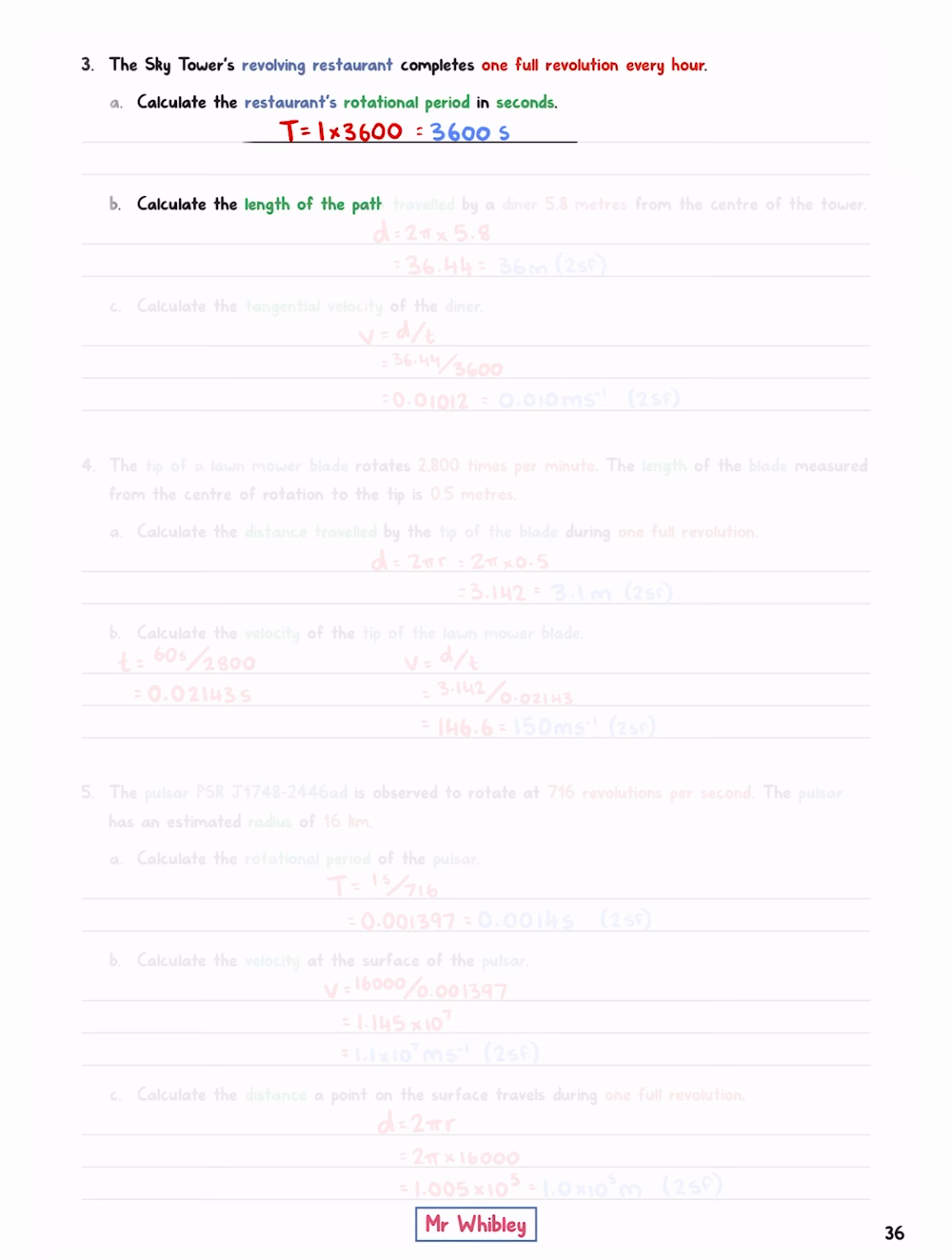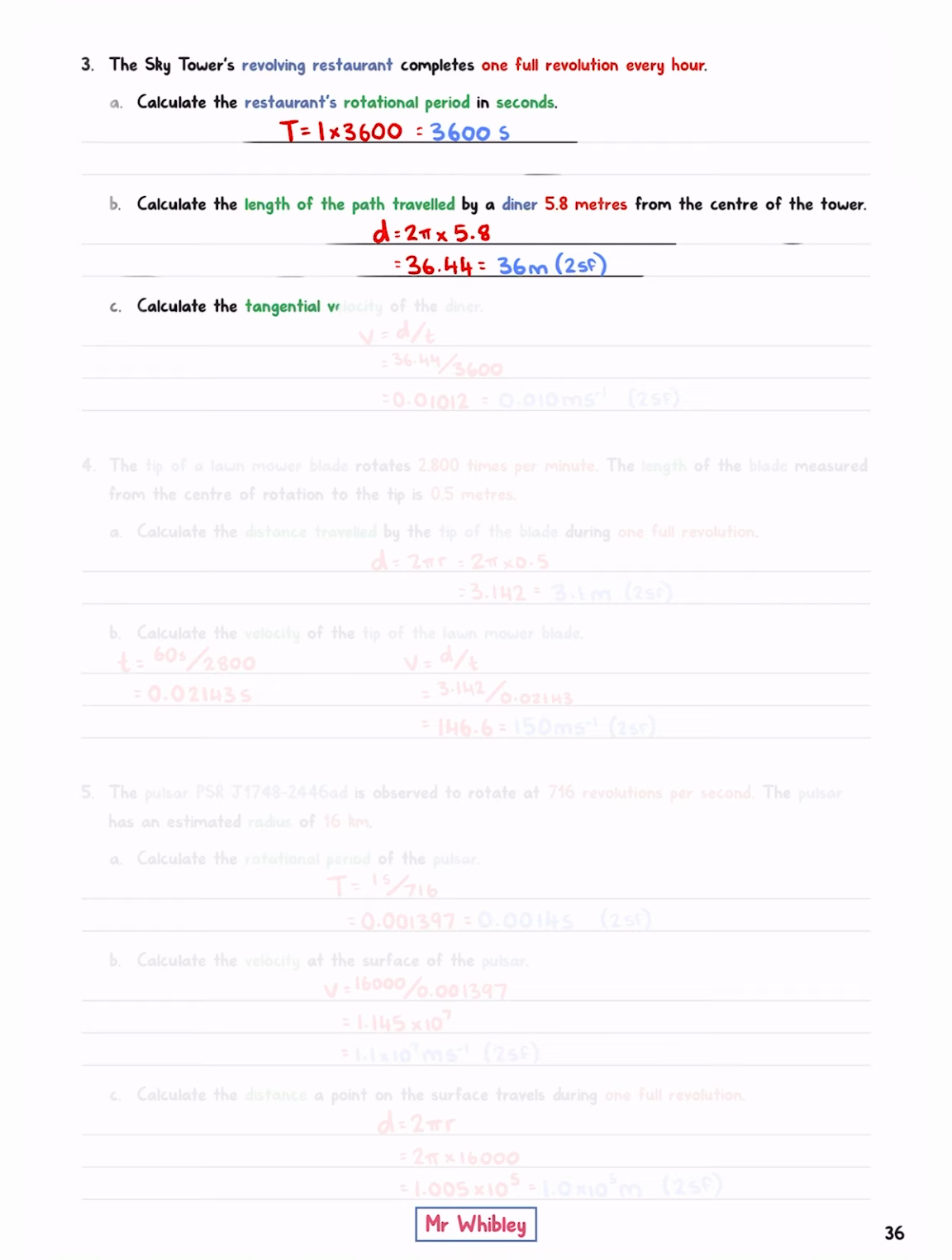Calculate the length of the path traveled by a diner 5.8 meters from the center of the tower. The length of the path is going to be the circumference, which is 2 pi times the radius, where the radius is our 5.8 meters, which gives me 36.44, or 36 meters to two significant figures.